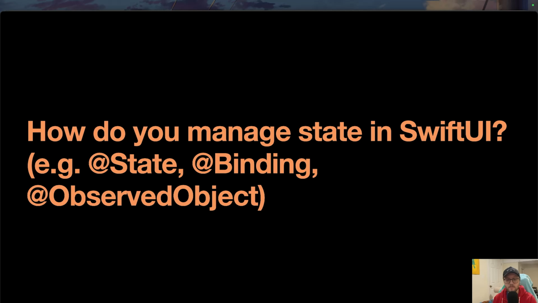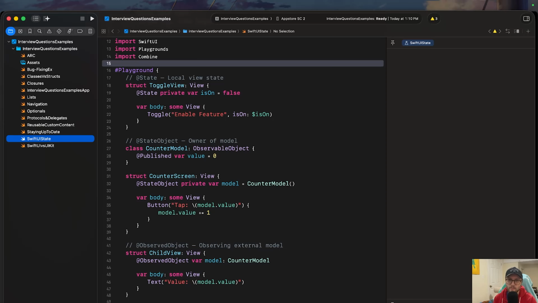For question number 7, how do you manage state in Swift? So this can be state, binding, observed object, maybe even environment object. This one can separate beginners from people who have actually built apps. A lot of people just start off with that state and never really explore binding, state object, observed, etc. A perfect answer to this question is SwiftUI uses property wrappers to manage state.